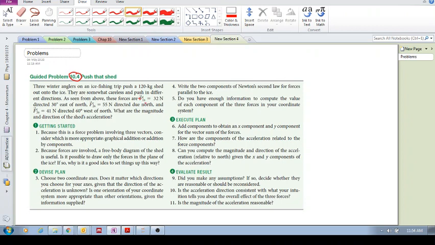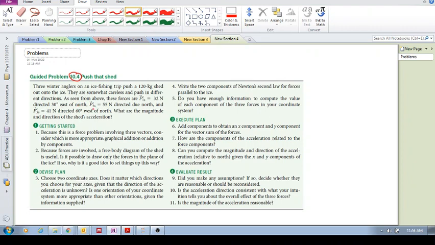So 1 refers to one of the anglers, and S refers to the shed, and C is a contact force. And this is 32 newtons directed 30 degrees east of north.